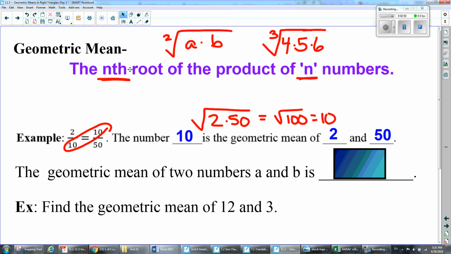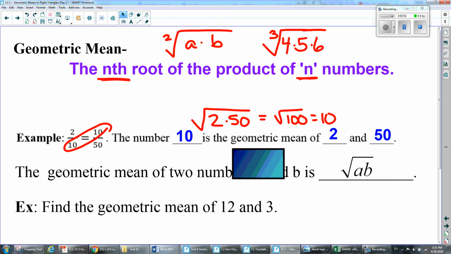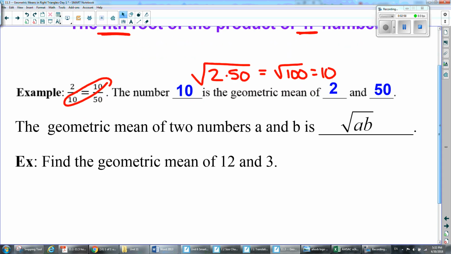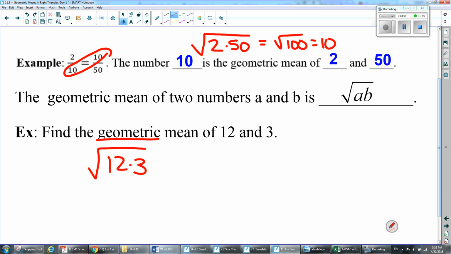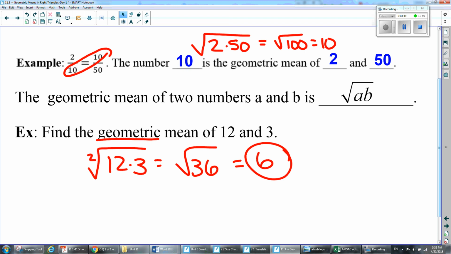So if we had a and b, we would have to take the square root of a times b. If I asked you to find the geometric mean of 12 and 3, multiply those two numbers together. Geometric means multiplication. And since it was two numbers we multiplied together, we are taking the square root. 12 times 3 is 36. When we take the square root of 36, we get 6.